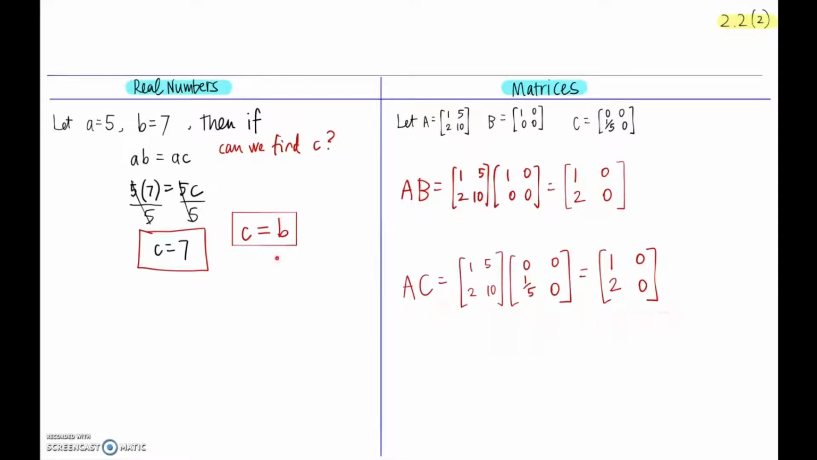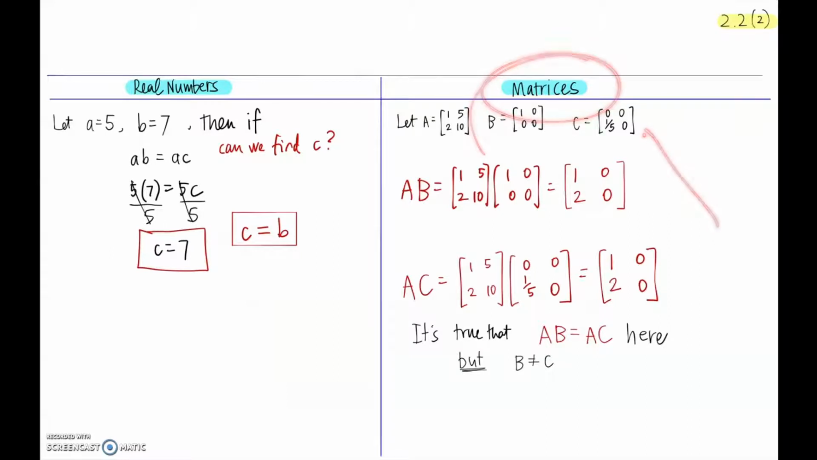This doesn't follow the rules of real numbers, where there's this canceling ability. If you know that in matrices AB, which is this guy, equals AC, which is this guy, you can't say automatically that B and C are equal. So we can say it's true that AB equals AC here, but B does not equal C. Canceling in the way we were able to do it in real numbers, we can't use that with matrices.